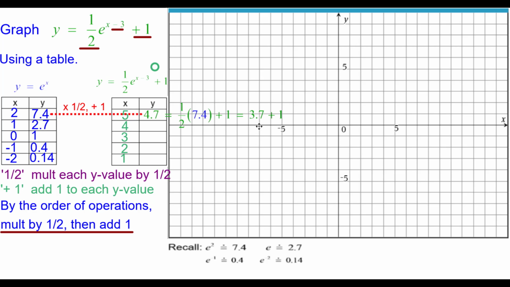1/2 of 7.4 is 3.7 plus 1 is 4.7. So we'll plot the point 5, comma 4.7. 1/2 of 2.7 is 1.35. Add 1 to that is 2.35. And plot 4, comma 2.35. We'd like you to pause and finish these 3 points, plot them, and finish the graph. Resume when you're ready.